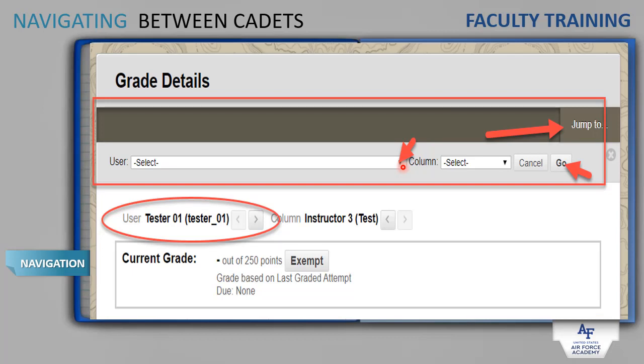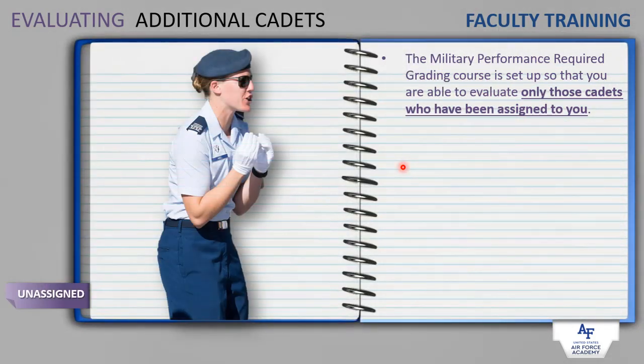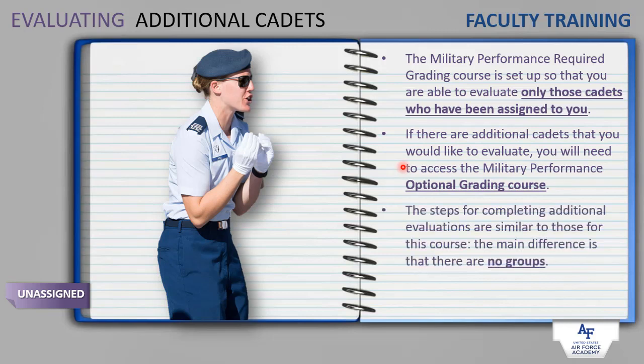And then finally, evaluating additional cadets, ones that aren't assigned to you. It's a whole other course, right? Just the optional course. It's called the MPA Optional Grading course. And so you'll go into that, and the procedures are going to be very similar, and there's going to be some additional direction inside of that course to steer you through that as well.